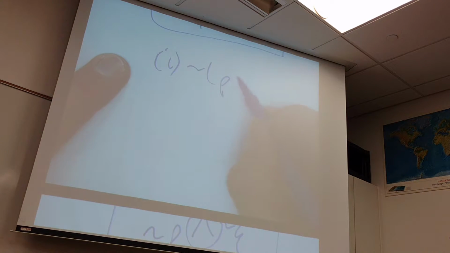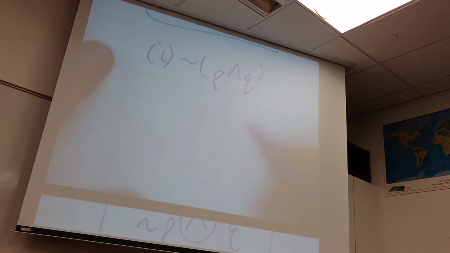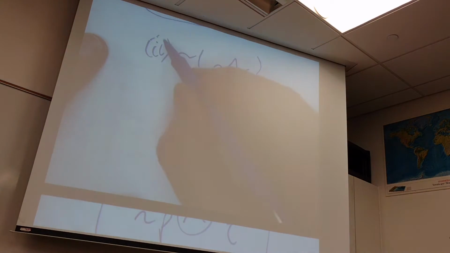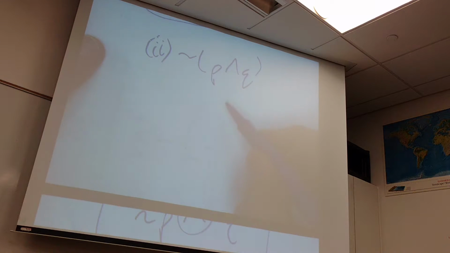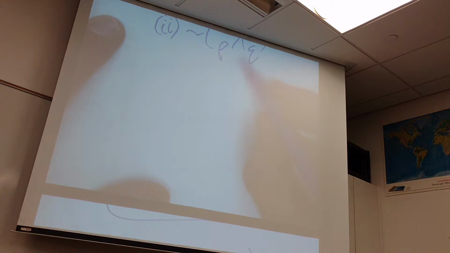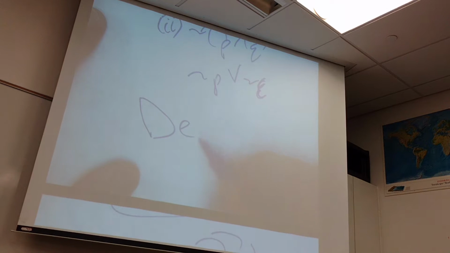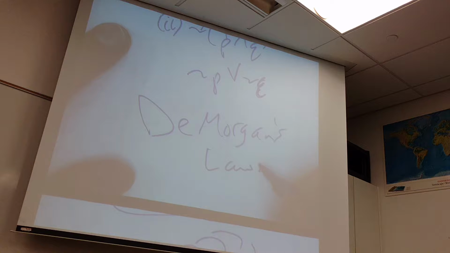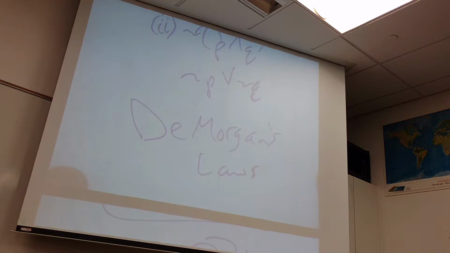What do you think this would be then? Stay with me now. We did this one: not P or Q became not P and not Q. So what do you think not P and Q would become? Not P or not Q. That's crazy, and it's true. This is called De Morgan's Laws. All right, not De Morgan's Rum, but De Morgan's Laws.